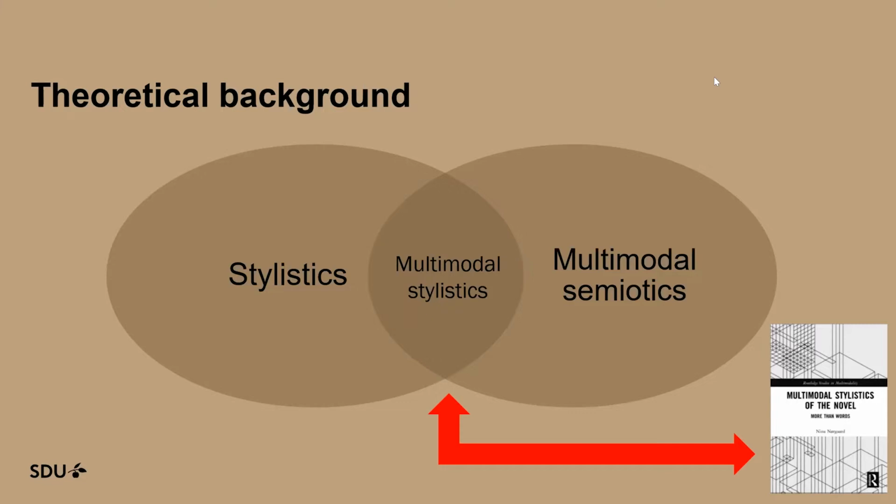So the very basic idea behind my work was to combine the two approaches and develop a new stylistics framework for text analysis that, in addition to language, wording, could handle all the semiotic modes that we see in a novel like Foer's. And that is what I have written about in my book that you see up here, Multimodal Stylistics of the Novel, and the approach is called Multimodal Stylistics.